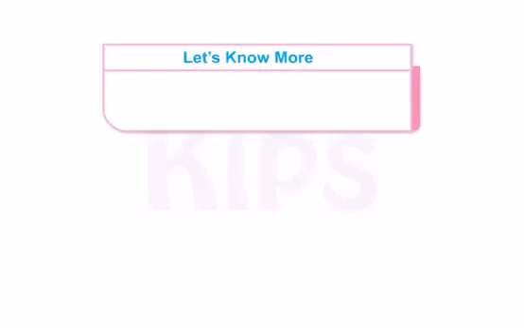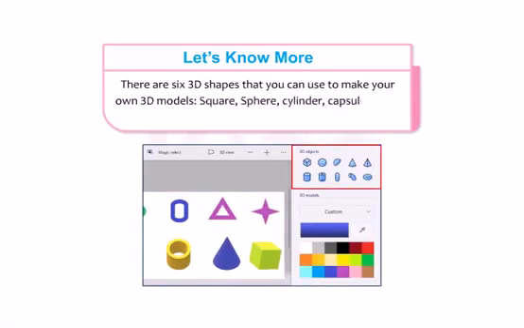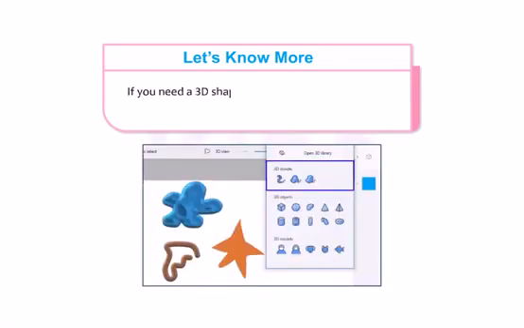Students, let's know more. There are 6 3D shapes that you can use to make your own 3D models: square, sphere, cylinder, capsule, cone, and donut. If you need a 3D shape that is not in the list, you can draw it yourself with the 3D Doodle tools.